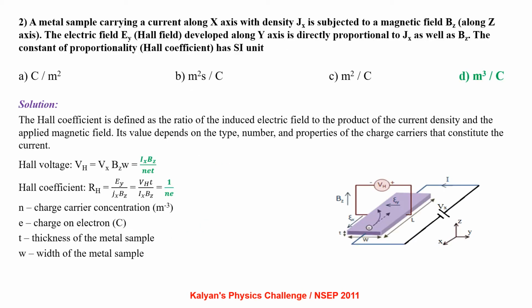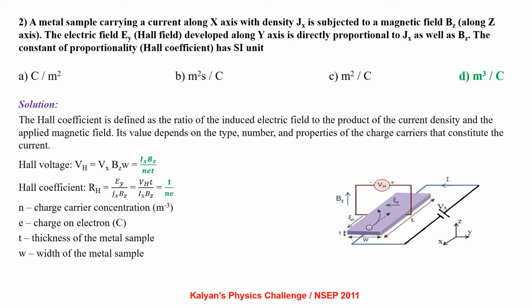A metal sample carrying a current along the x-axis with density Jx is subjected to a magnetic field Bz along the z-axis. The electric field Ey, that is a Hall field, developed along the y-axis is directly proportional to Jx as well as Bz. The constant of proportionality, that is the Hall coefficient, has an SI unit of. The Hall coefficient is defined as the ratio of the induced electric field to the product of the current density and applied magnetic field. Its value depends on the type, number and properties of the charge carriers that constitute the current.